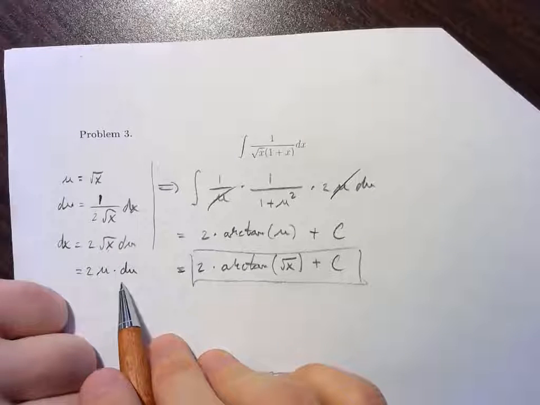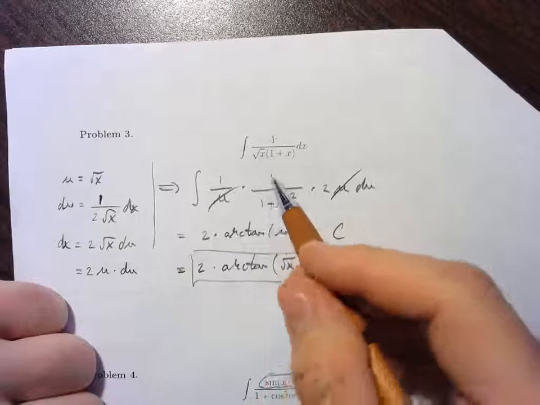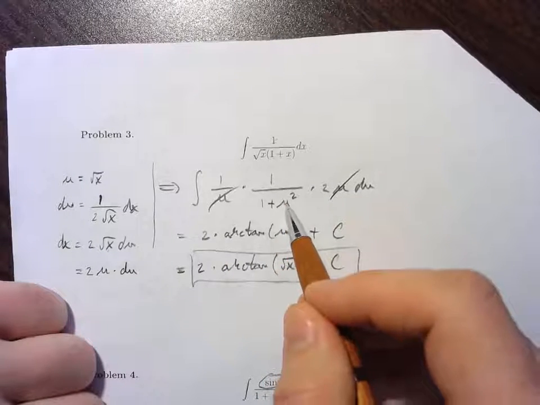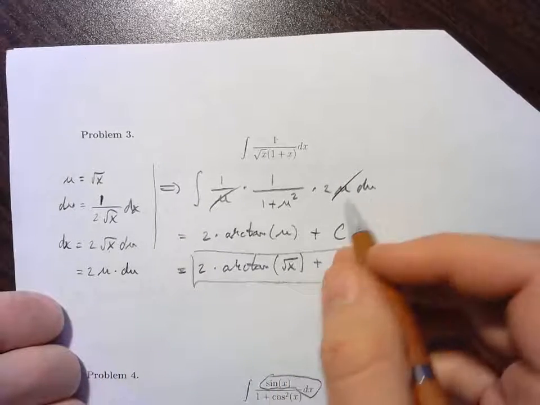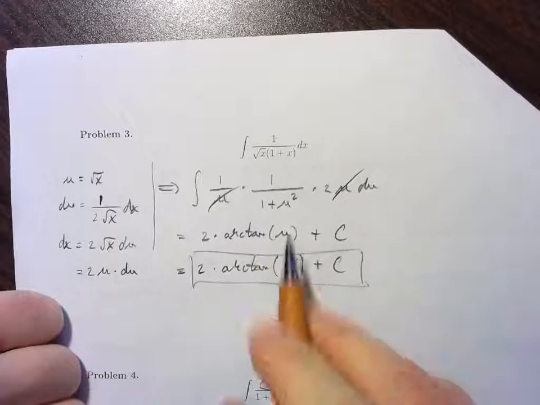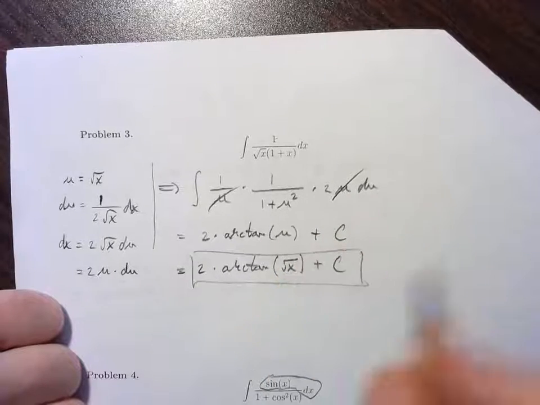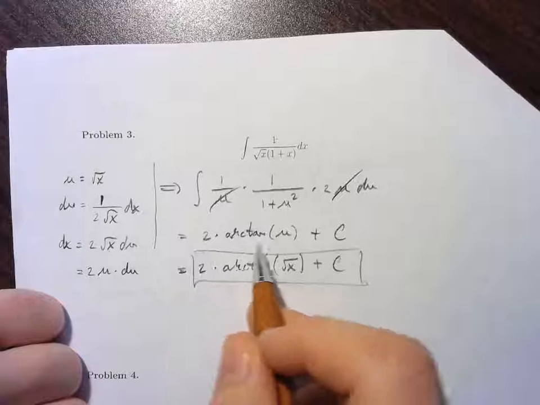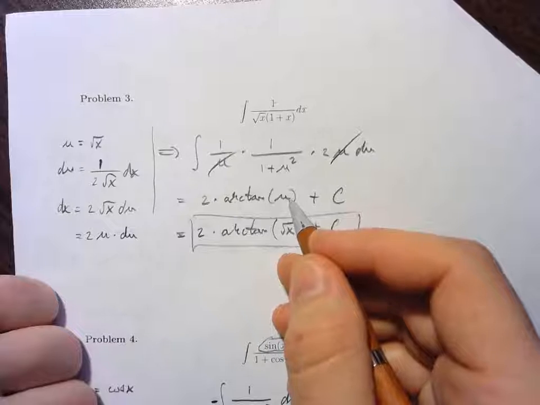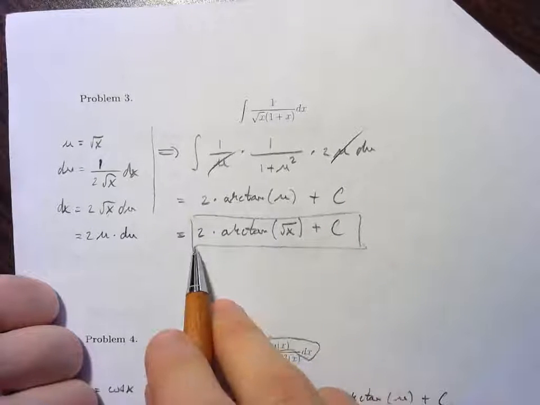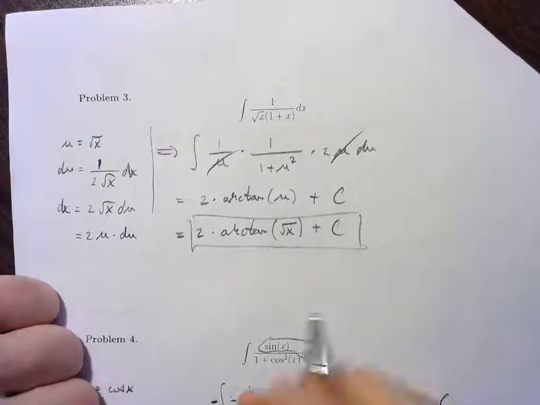Okay, and now I'm ready to rewrite my integral. I have 1 over u here, I have 1 over 1 plus u squared here, and then the dx becomes 2u du. So that allows me to cancel these extra u's, and I'm left with just 2 over 1 plus u squared, the derivative of arctangent. So the integral of that is just 2 times arctangent of u plus c. And once I replace in the substitution where u was the square root of x, the final answer is 2 times arctangent of square root of x plus c.